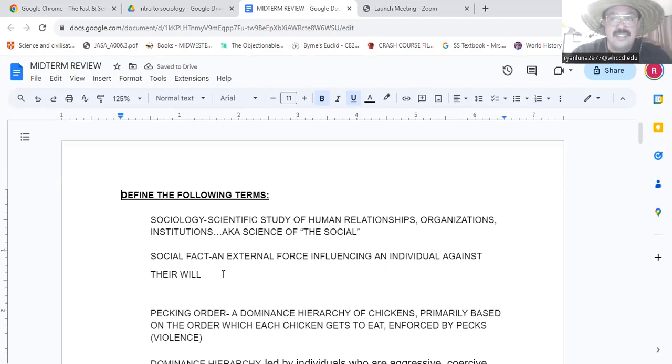Sociology: the scientific study of human relationships, organizations, institutions, aka the science of the social. Now, a bit of my own definition. The keywords are science and some kind of social organization, and you notice I went from human relationships to institutions, organizations. In lecture, I say small, between two people, as small as the relationship between two people, as large as a continent with countries and cultures. Pretty broad range, but social implies at least two.